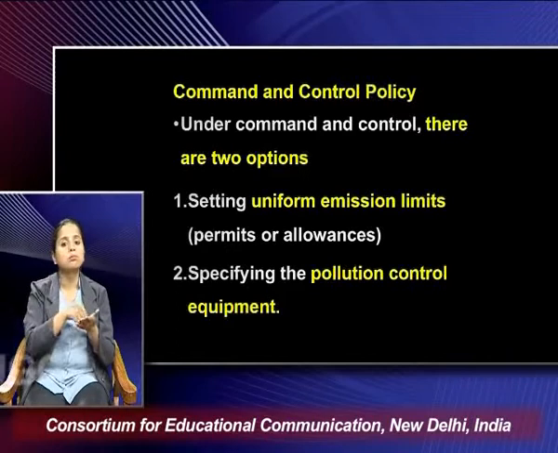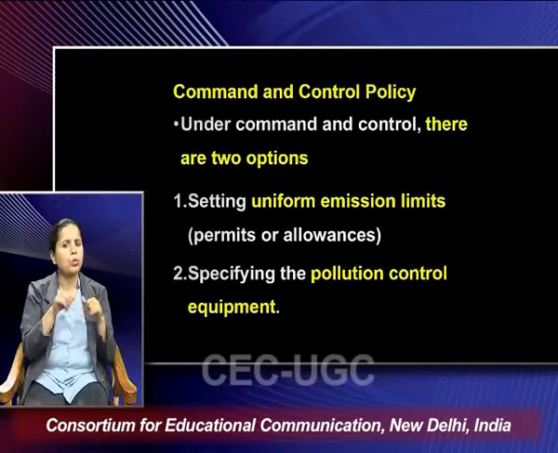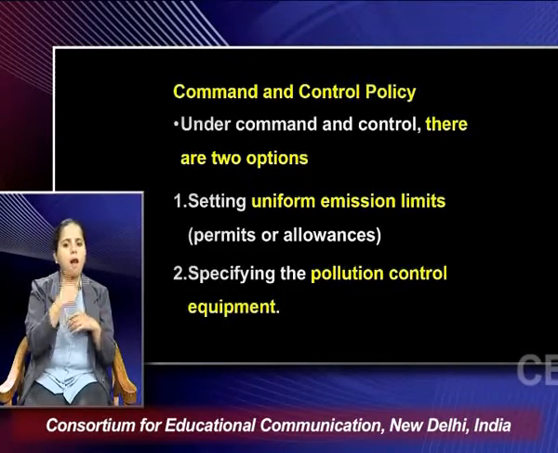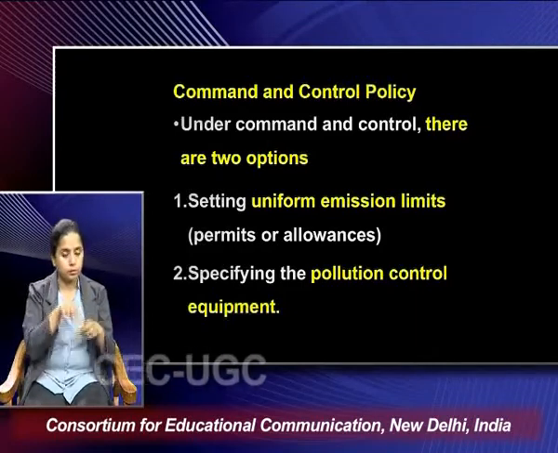Under command and control policy, there are two options of implementing the policy. The first option is setting uniform emission limits, which are also called permits or allowances. The second is specifying the pollution control equipment, that it is mandatory to use such equipment by the government or by law. So you define the equipment to be used.